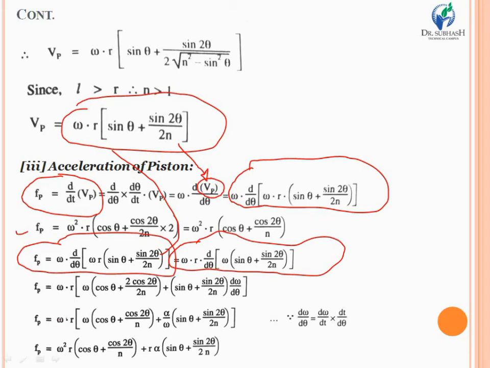The pre-final equation becomes omega into r times (omega cos theta plus cos 2 theta upon n, plus alpha upon omega times (sin theta plus sin 2 theta upon 2)). This is possible by putting in the values, where d omega upon d theta is replaced by d omega upon dt and dt upon d theta. So finally, the equation of the acceleration component of the piston will be omega square into r times (cos theta plus cos 2 theta upon n), plus r into alpha times (sin theta plus sin 2 theta upon 2n).